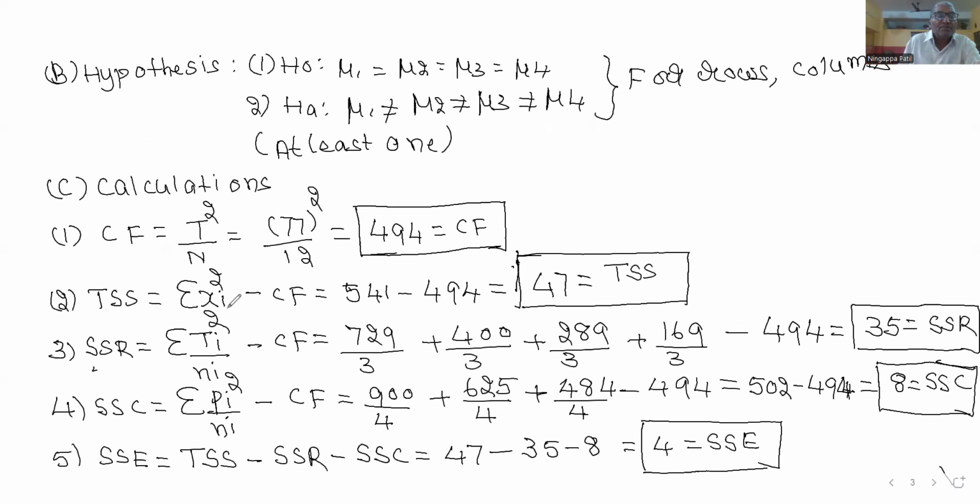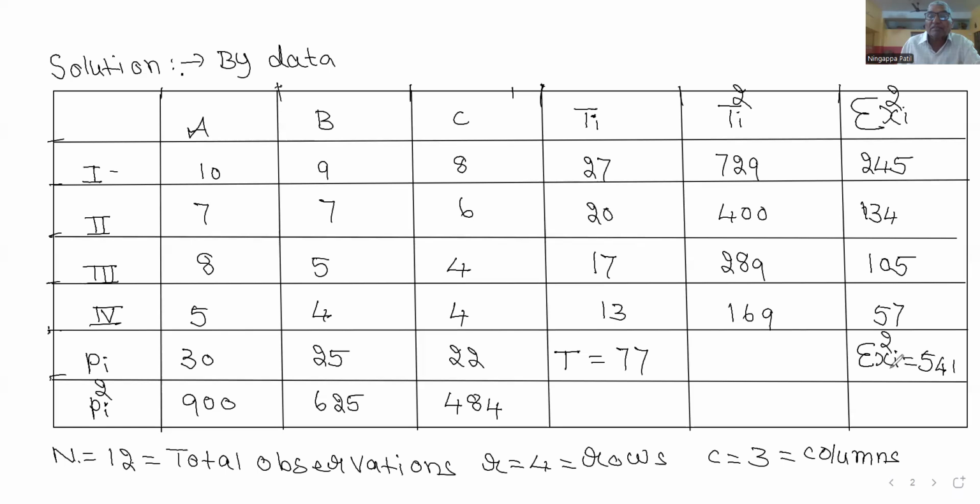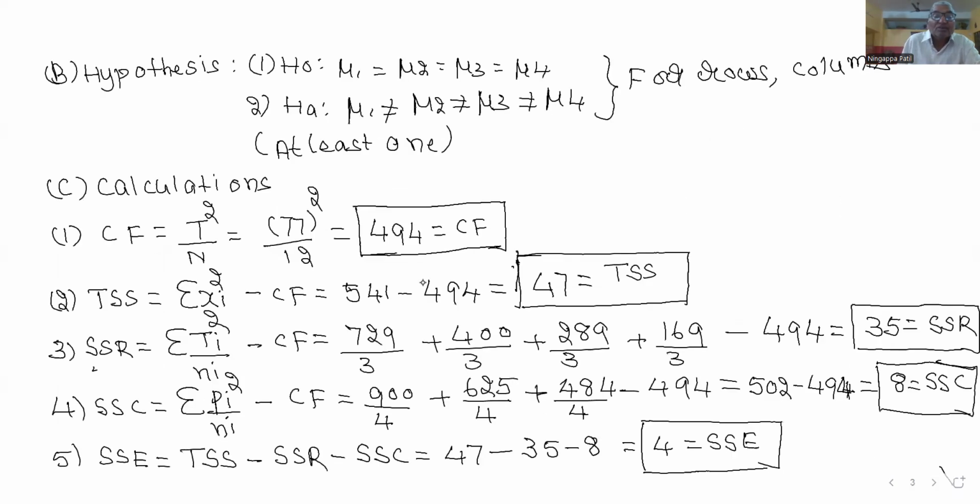TSS is the summation of xi square minus CF. CF is already here. The summation of xi square you can get from the table. Look here, summation of xi square is 541. Then write the 541. Here, 541 minus 494 is 47. This is TSS, and box it. For this, marks are there.